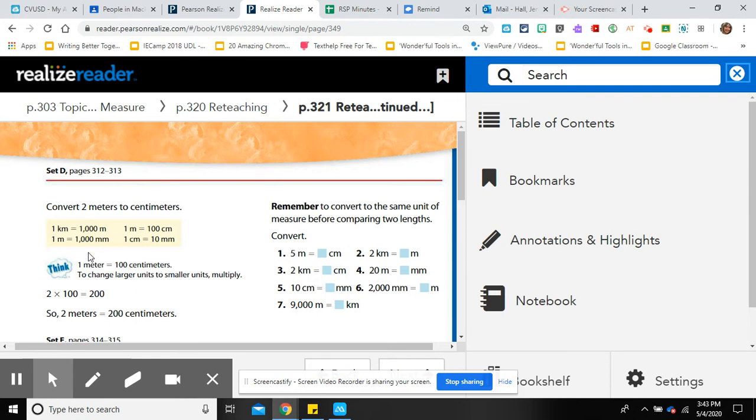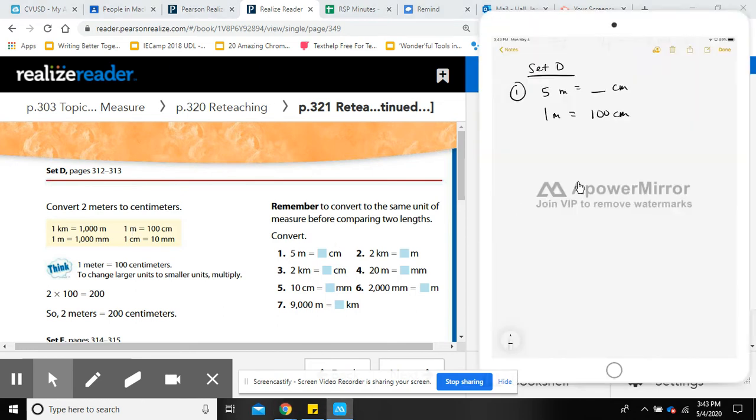So up here I have my little conversion chart that they gave us. So I know that 1 meter is equal to 100 centimeters. So just like we have done before, let me show my whiteboard. I can multiply this by 5 to get 5 meters. And what I do to one side, I have to do the other side. So 5 meters is equal to 500 centimeters. Oh, this should have a C. Sorry, guys, centimeters.